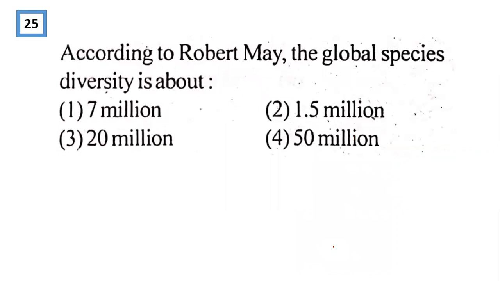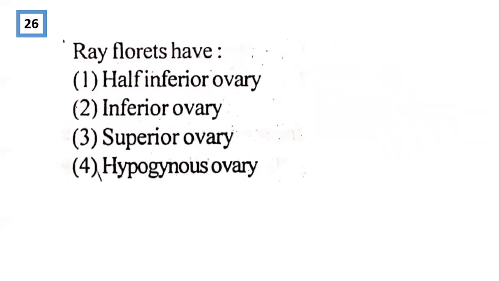Moving on to question number 25. According to Robert May, the global species diversity is about 7 million, 1.5 million, 20 million, or 50 million. Yes, no doubt for that. Mentioned in the NCERT, 7 million will be the correct answer.